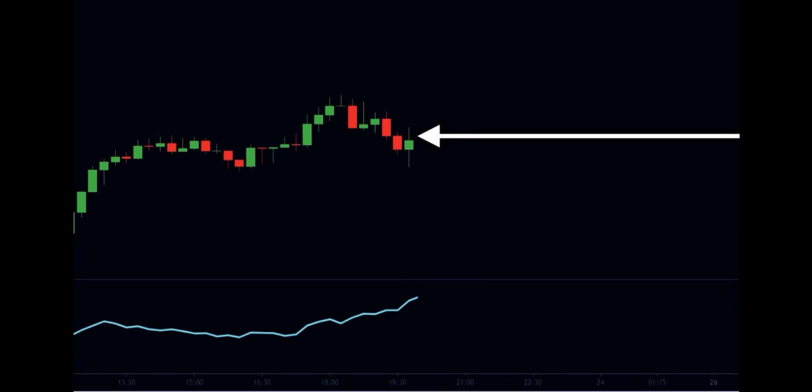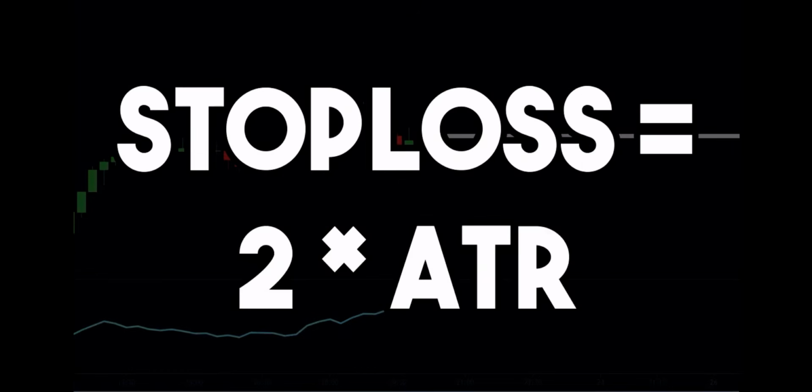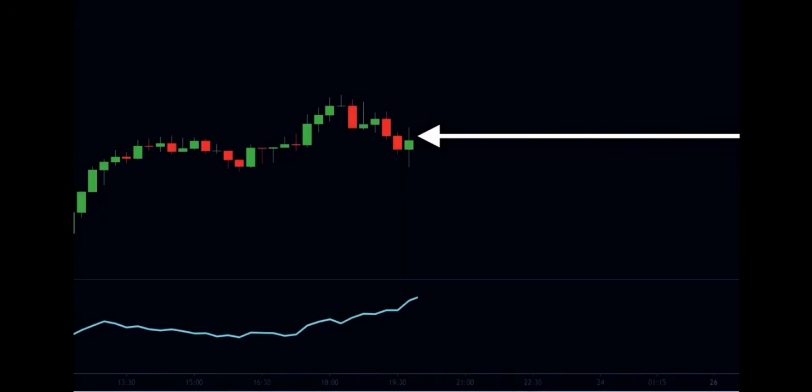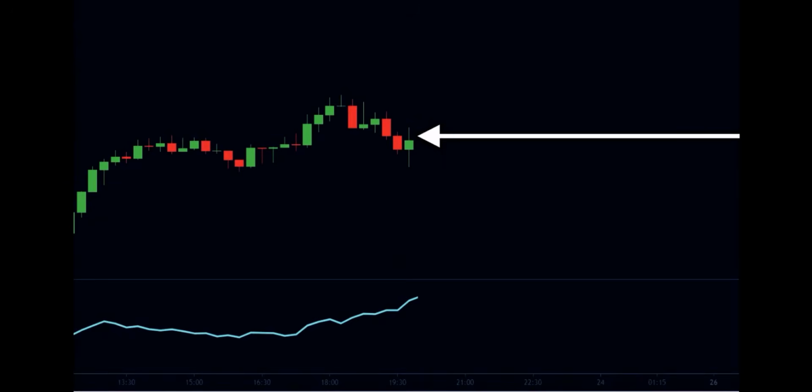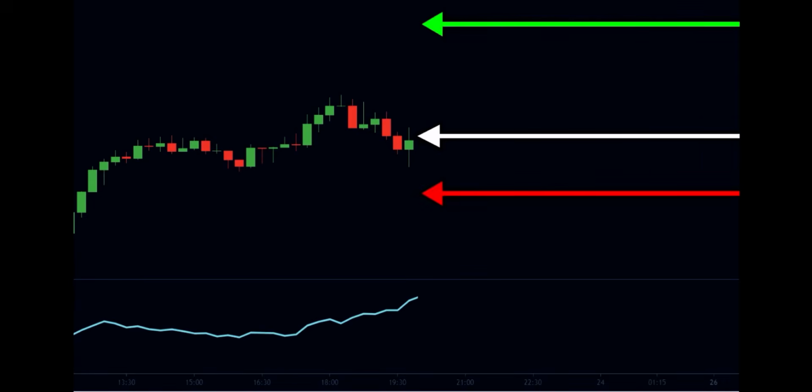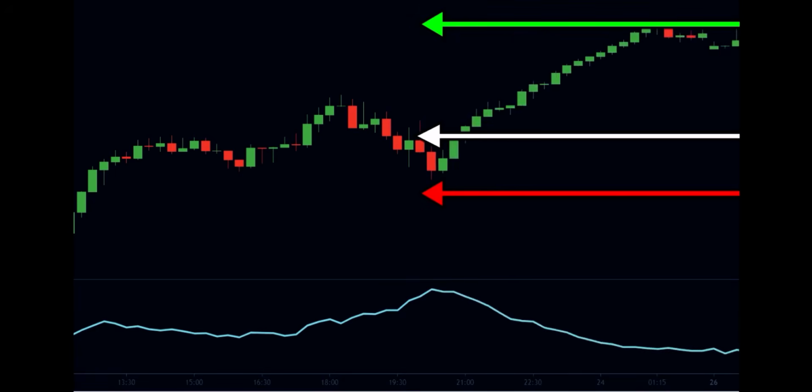Now, generally speaking, I like to keep a stop loss that is at least 2 times the value of the ATR. So in this case, the value will be 164 pips. So we keep a 164 pip wide stop loss, and we keep a target at 1:2 risk to reward ratio. And as you can see, the wide stop loss saved us from making a loss.